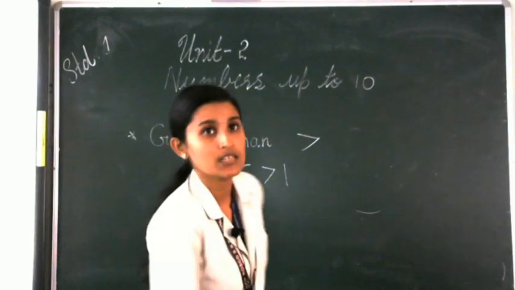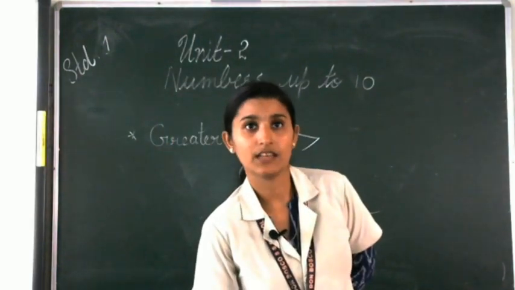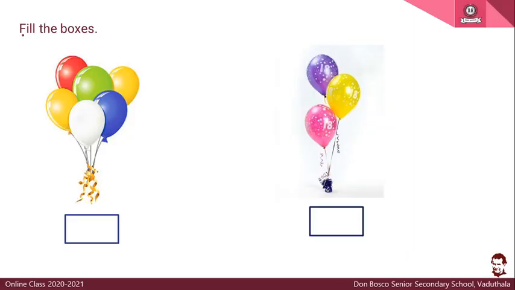Now you just look at the next picture. You can see the balloons there, no? In the first picture, how many balloons are there? Can you see the balloons of different colors? Yes. Can you count that? Yes, you can see 6 balloons there. And how many balloons are there in the next picture? Yes, it is 3.